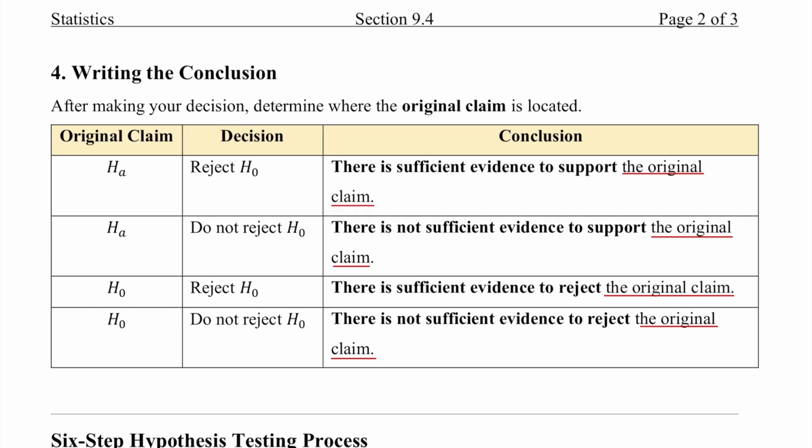For example, instead of writing, there is sufficient evidence to support the original claim, you might write, there is sufficient evidence to support the claim that the average number of hours students study each week is more than 12 hours. Your conclusion should always answer the question being asked in the problem.